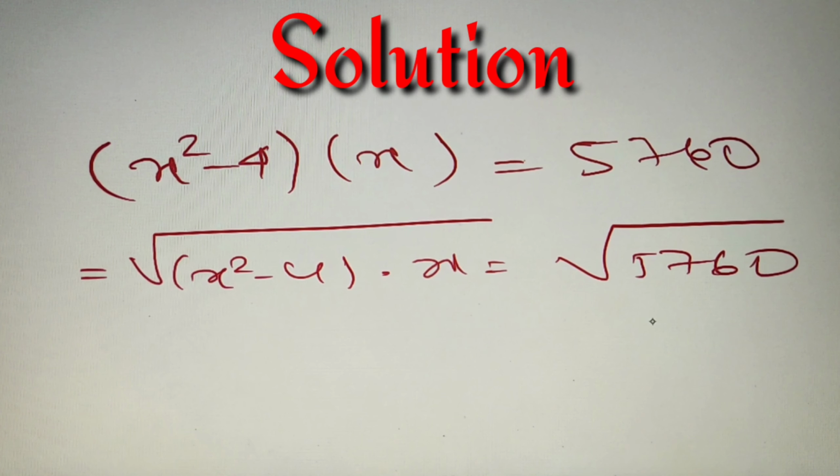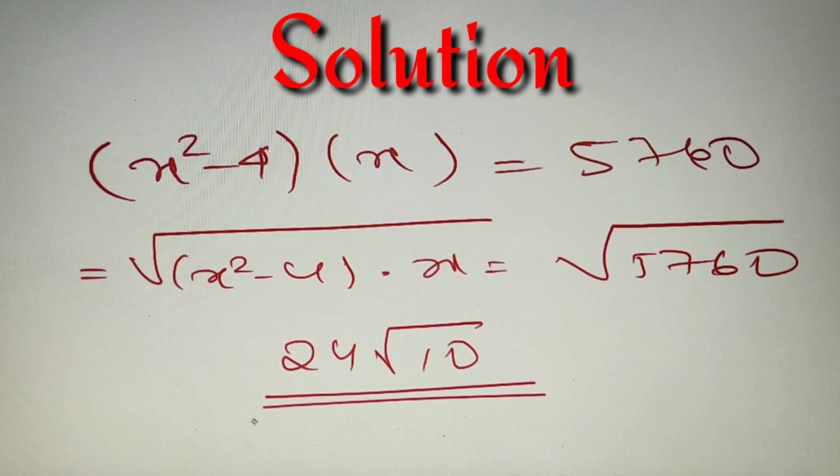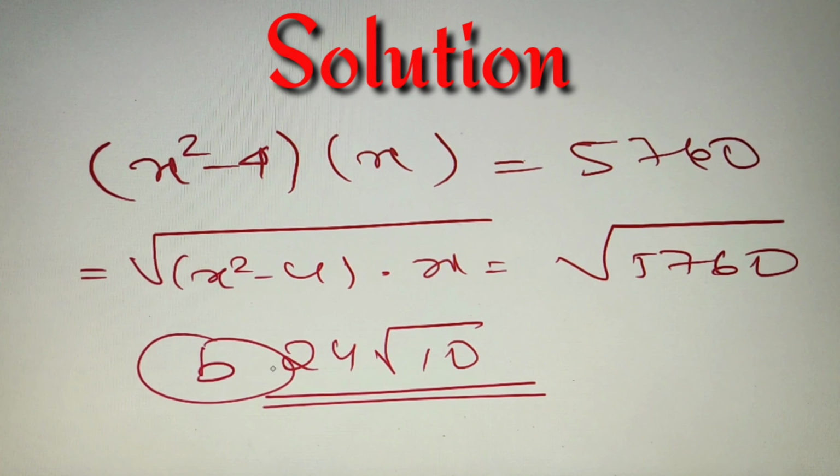Now we know that 576 is the square of 24, so we can take it out and we will get 24 root 10. So according to our given question, our answer is equal to 24 root 10, and according to the given options, it is option number B. So our final answer is option number B, 24 root 10.